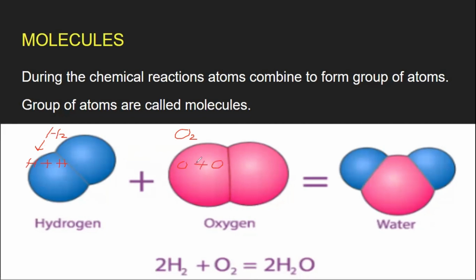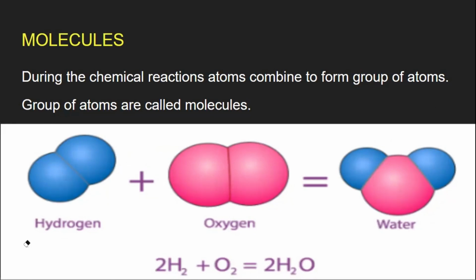Two oxygen atoms chemically combined together. So when all of them, hydrogen and oxygen atoms, combine together, they form a group of atoms which is called a molecule, and that is H2O. So what are molecules? During chemical reactions, atoms combine together chemically. They react with each other chemically, and they form a group of atoms which is called a molecule. So this molecule H2O is made from the atoms of hydrogen and oxygen.